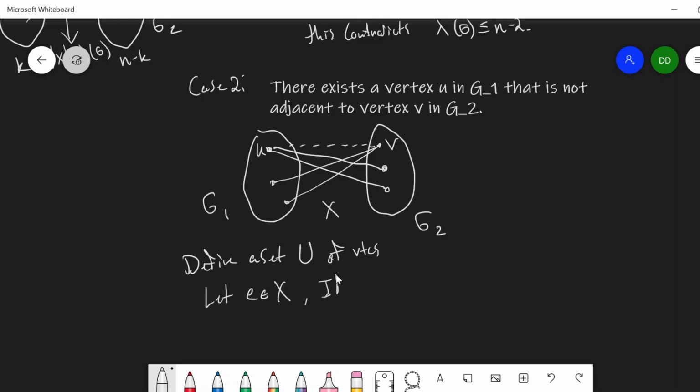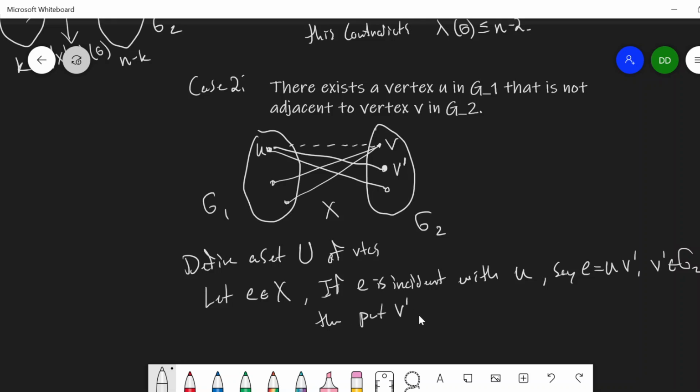So I'll say if E is incident with little u, say E is u v prime for some v prime in G2. So that would look like this. That would be one of these vertices that it's incident with. We would call this v prime. Then put v prime in U. So any edge that's incident with u, I'll put the other vertex v prime into my big set U.